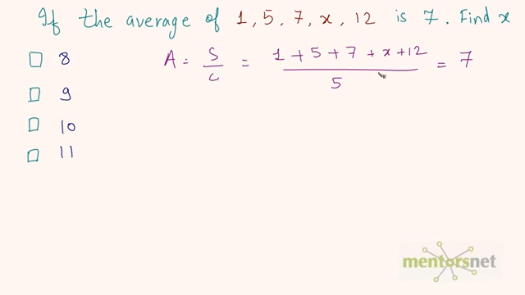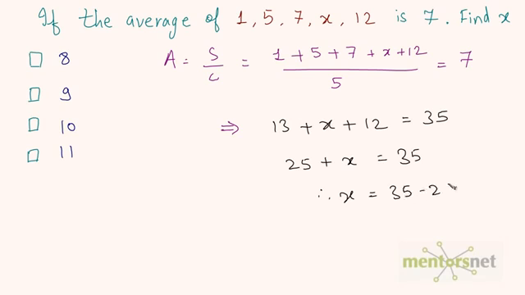So 1 plus 5 plus 7 plus x plus 12 divided by 5 is 7. So this is 1 plus 5 is 6, 6 plus 7 is 13, plus x plus 12, is equal to, this 5 comes to the right of the equals sign, which becomes 7 times 5, which is 35. 13 plus 12 is 25, plus this x is equal to 35. Therefore x is equal to 35 minus 25, which is 10. So the value of x, if the average of these 5 numbers is 7, is 10.